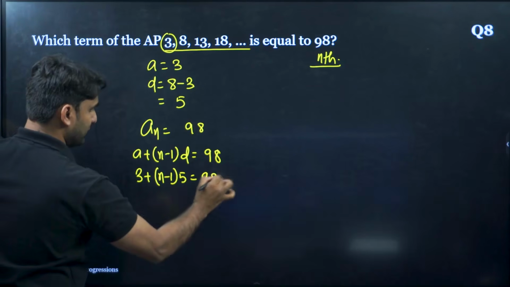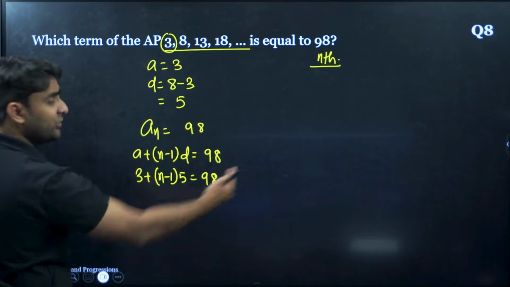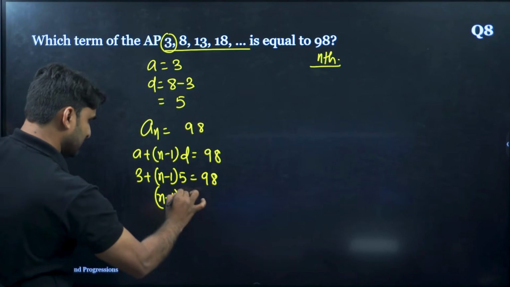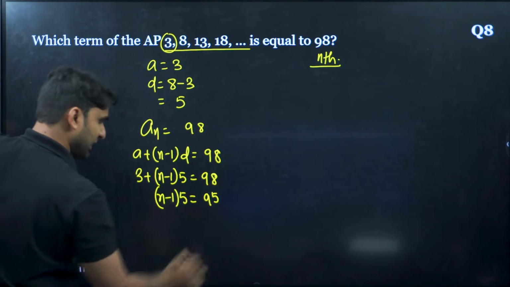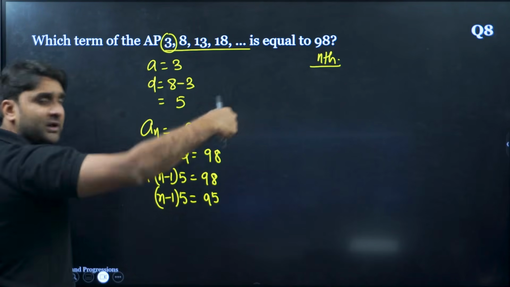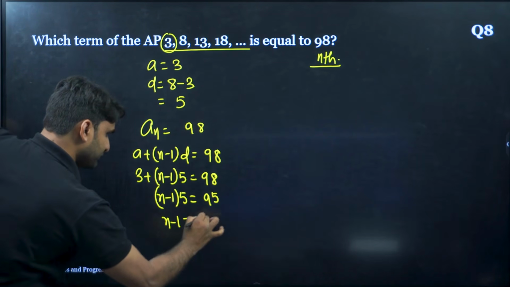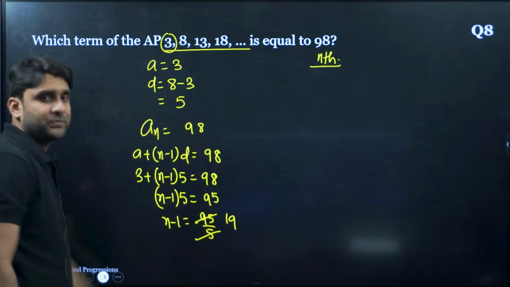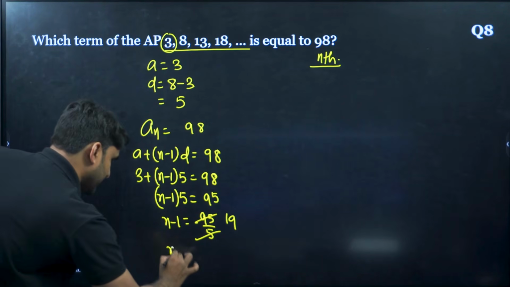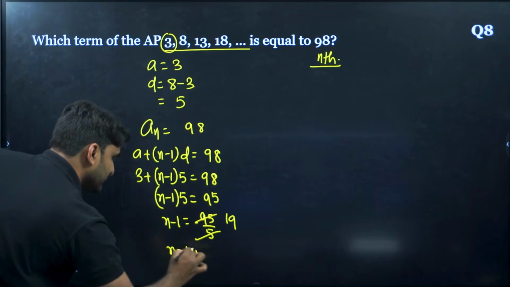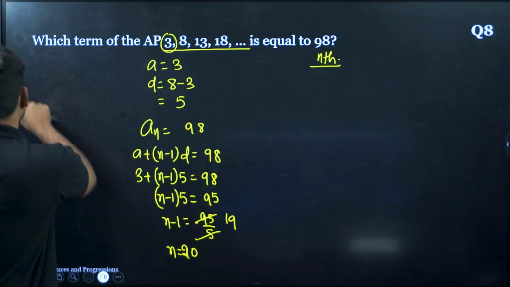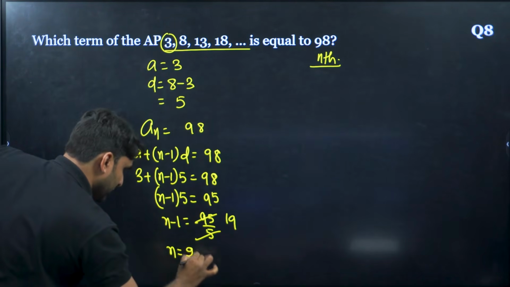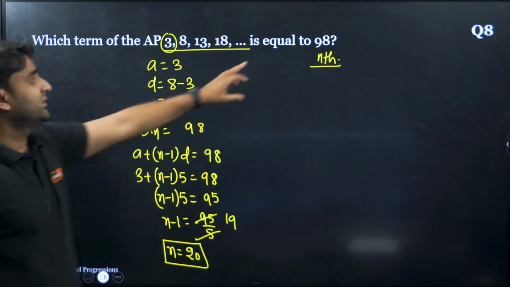Is equal to 98. So 3 is in plus, 3 will go there as minus. So 98 minus 3 will be 95. And 5 is in multiplication. So this is 95. Clear? 5 is in multiply, so 5 will go there and 5 will divide 95. So 95 divided by 5, 19 will come. 19 times 5 is 95. So minus 1 will go there. So n is equal to 19 plus 1, which is 20. So we have n is equal to 20. So the 20th term will be 98.